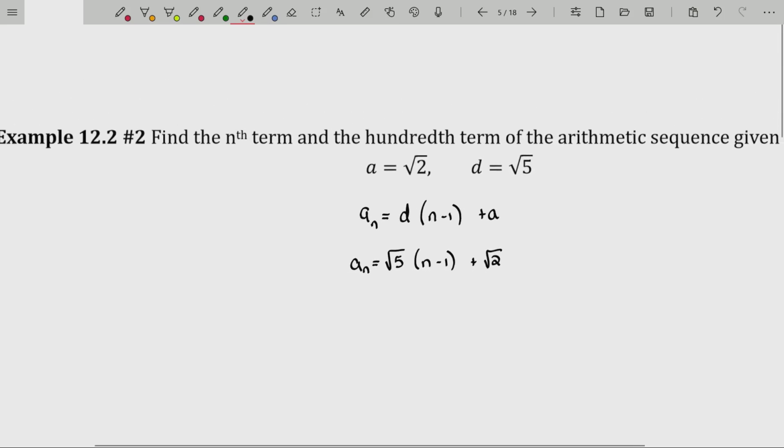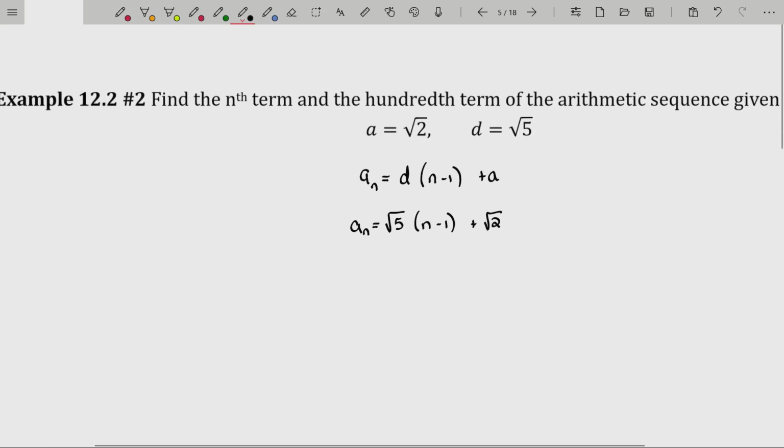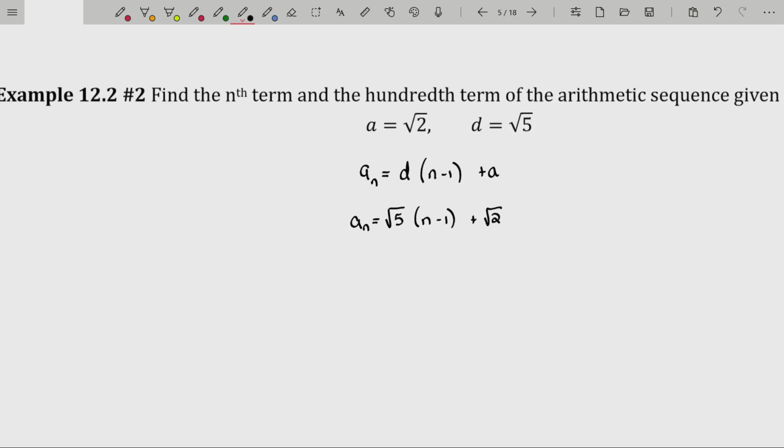And then they're asking, well, could you please find the 100th term? Yeah, don't be silly. I totally can do that. A sub 100 is just going to be 99 times root 5 plus root 2. There's not much else I could do there. That's the value of the 100th term.